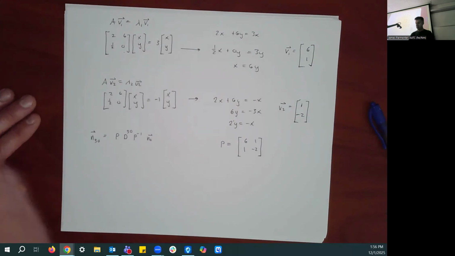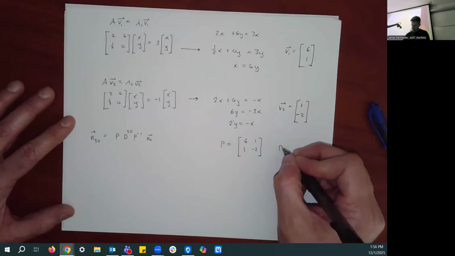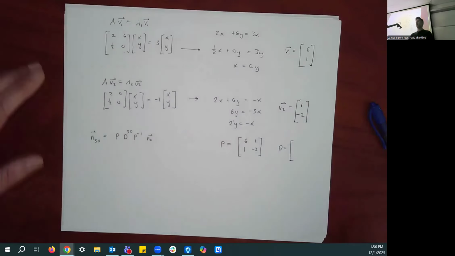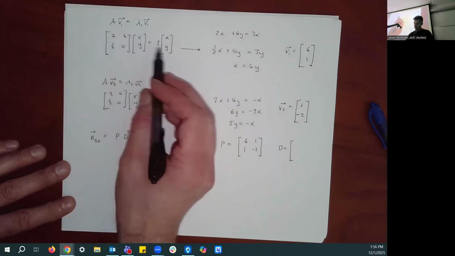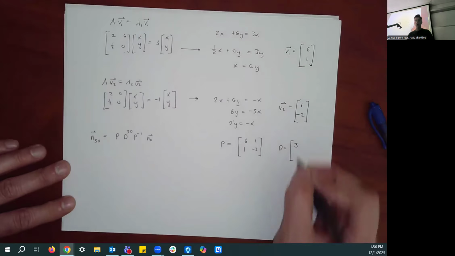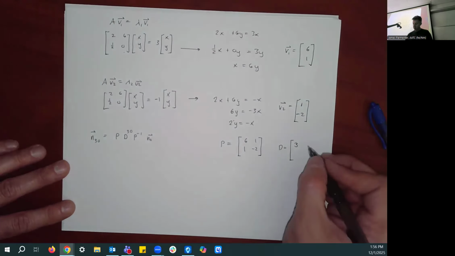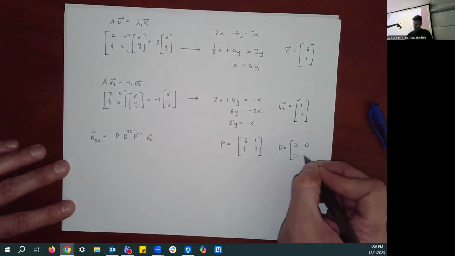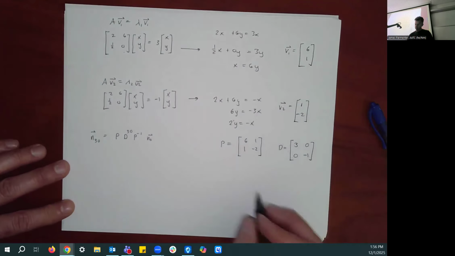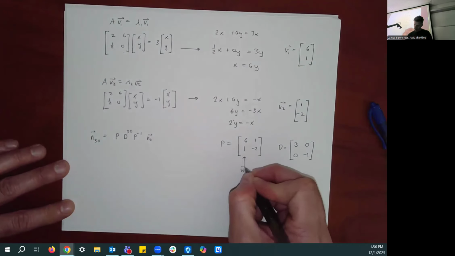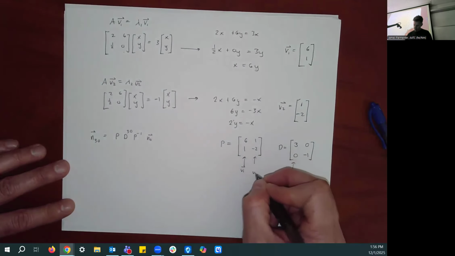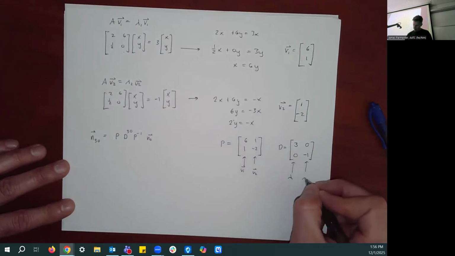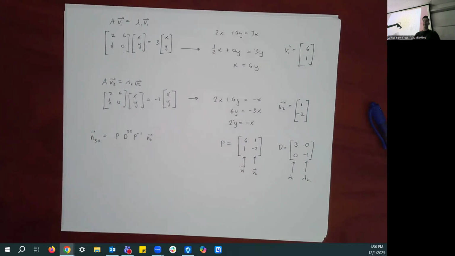After we write down P, D is immediate. D is the matrix of eigenvalues in the same order. So as we wrote, V1 is our first column, and our lambda 1, which was 3, should be our first column in our matrix D. So it'd be 3, 0, 0, negative 1. Here's V1, there's lambda 1 in your first column. There's V2 in your second column, there's lambda 2 in your second column. This should always match up that way.